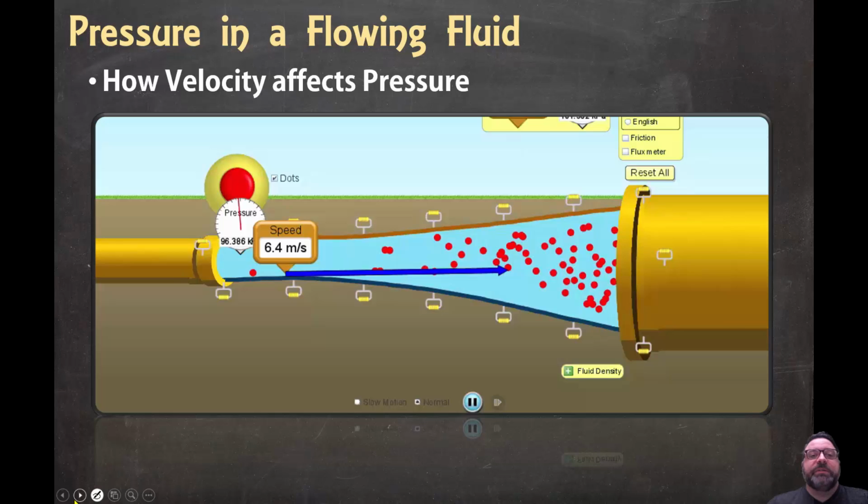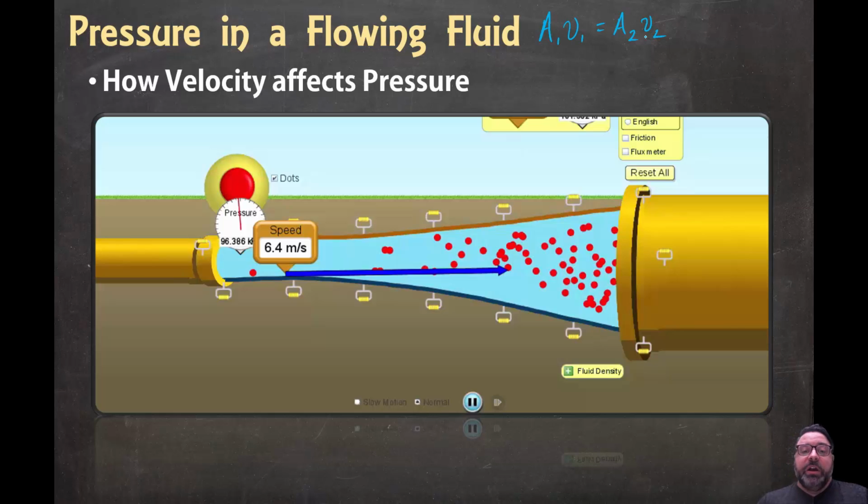So the first one we're going to look at is how does the velocity affect the pressure? We already learned last lesson that the velocity itself is affected by the size of the tube, or the diameter of the tube. And we came up with our continuity equation that says the area times the velocity at one point equals the area times the velocity at another point. So we know how to find the velocity of a fluid flowing in a tube.